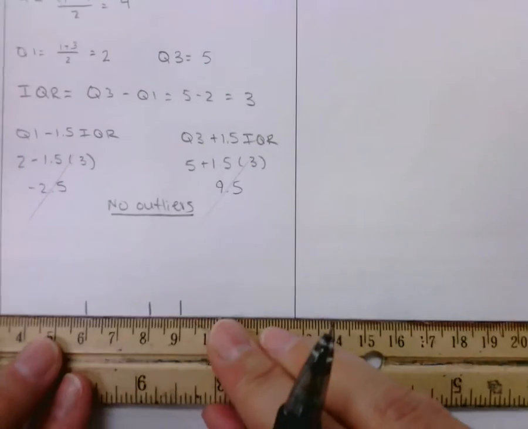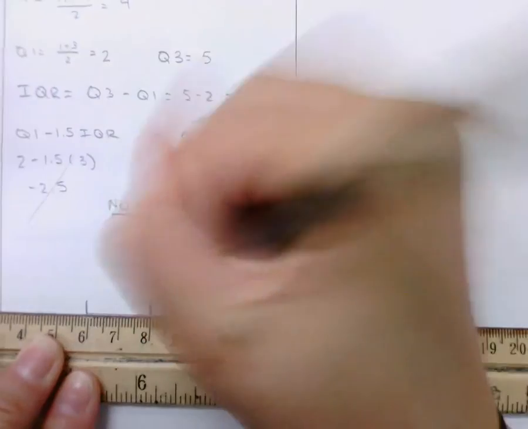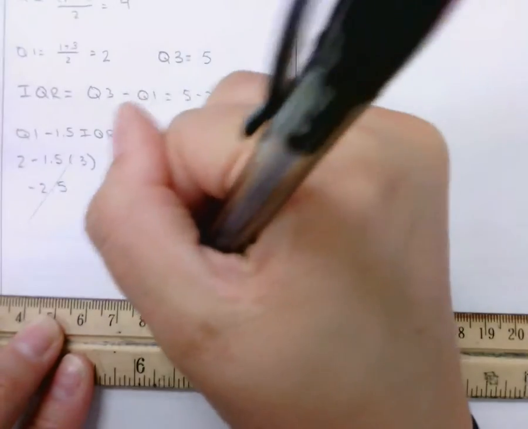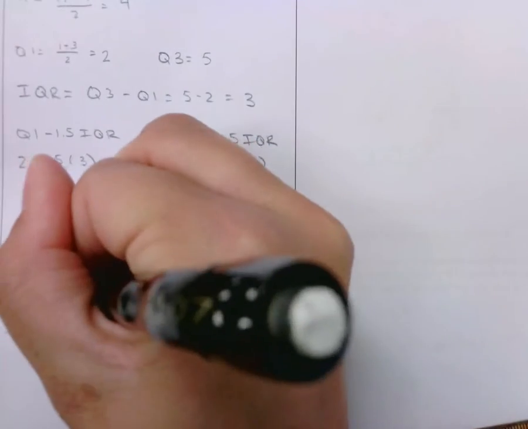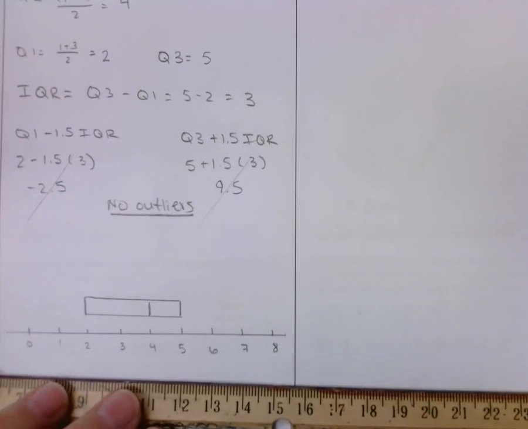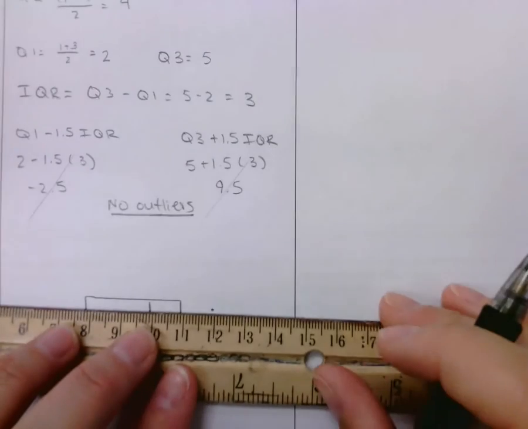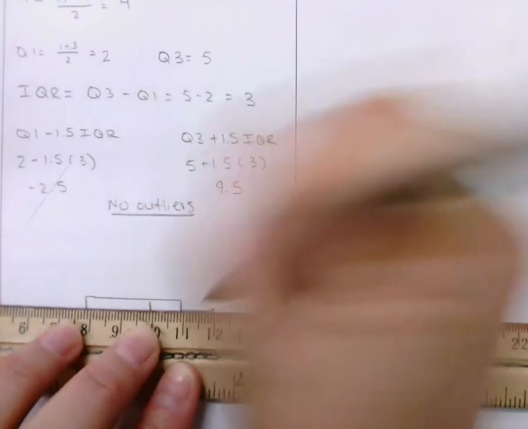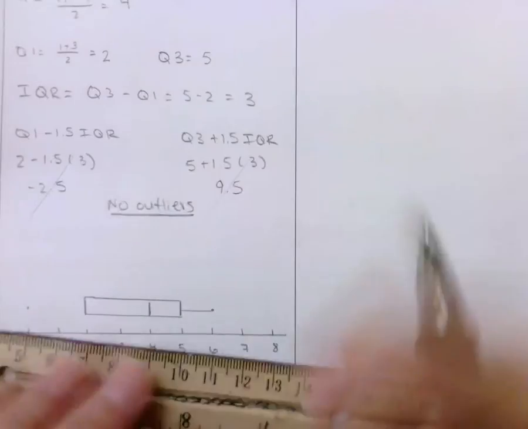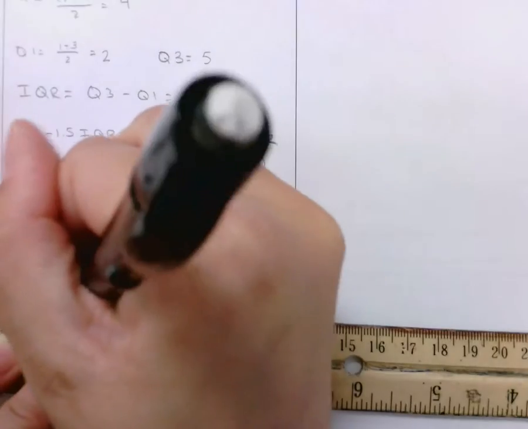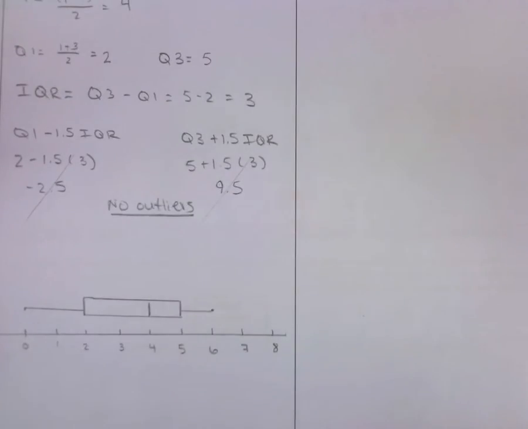And this is the box of my box and whisker plot: 2, 4, and 5. Yay, I finished. Then we're going to make whiskers at the highest and lowest values. The highest value is 6, and the lowest value is 0. Ta-da! So cute.